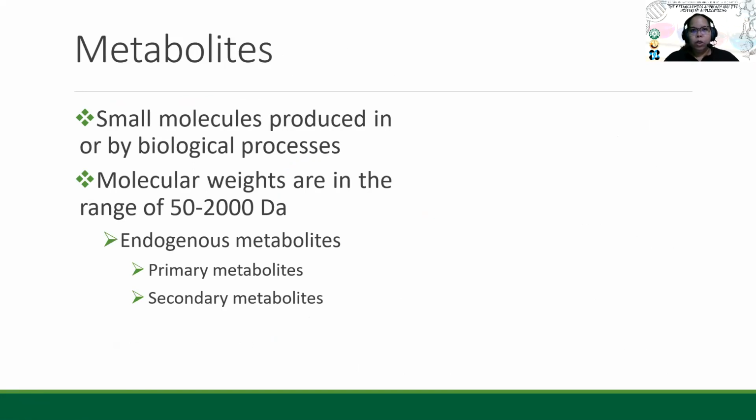When we say endogenous, these are metabolites that are produced within the biological system. This can be primary metabolites, referring to those that are part of the primary metabolism of the biological system, such as your amino acids, carbohydrates, lipids, organic acids, etc. In the case of some other organisms like plants, you will have secondary metabolites, which are produced in response to stress or as part of their defense mechanism.